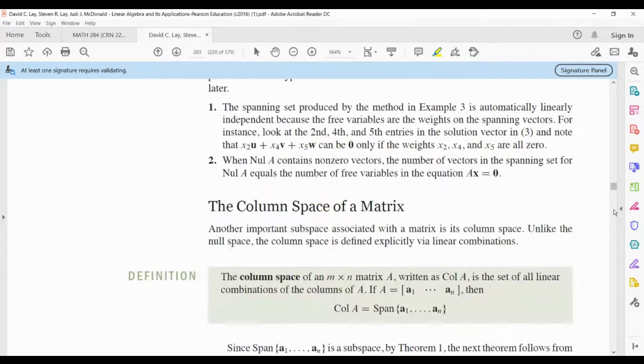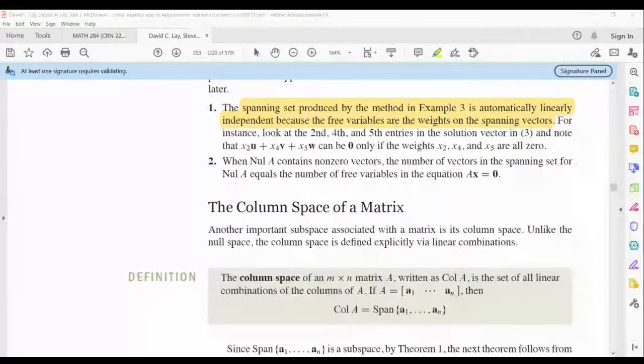And they make a few comments here. The spanning set produced is automatically linearly independent because the free variables are the weights on the spanning vectors. I hope that's pretty clear. Are there any questions? Good catch, Solomon.